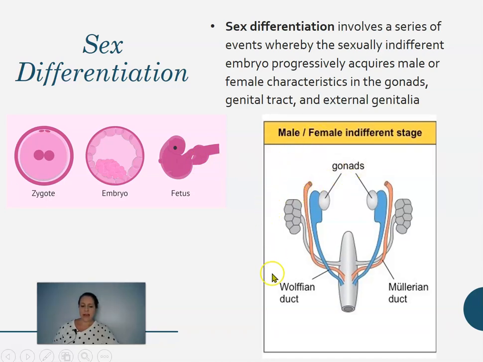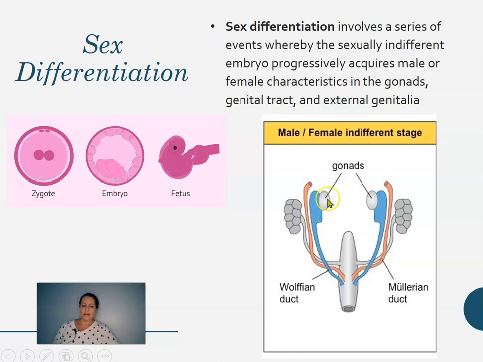So early on, the urogenital system, which we see the internal urogenital system here, we've got some kidneys, a bladder, the urethra, and then we also have the sexual organs that are associated with the urogenital system. And at this point, they're indifferent. They are not male or female. They have not yet differentiated.